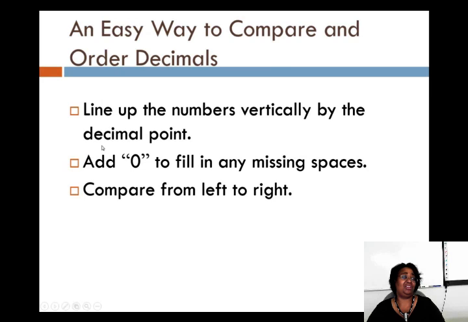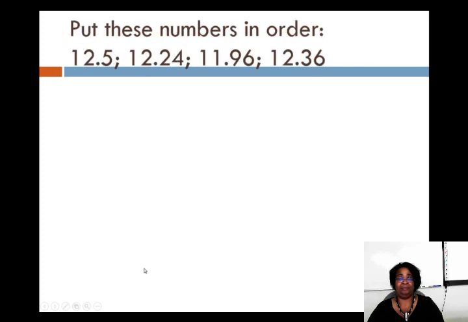Now, there is a really good strategy for remembering or figuring out which number is bigger. Line up all your numbers vertically. That means up and down, like buttons on a shirt or a zipper, up and down. And add zeros to fill in any missing places. Then compare the numbers from left to right. And you can read the numbers and see which one's bigger or which one's smaller. So if I have these numbers, 12 and 5/10, 12 and 24 hundredths, 11 and 96 hundredths, and 12 and 36 hundredths, to use this strategy, I would just line them up.